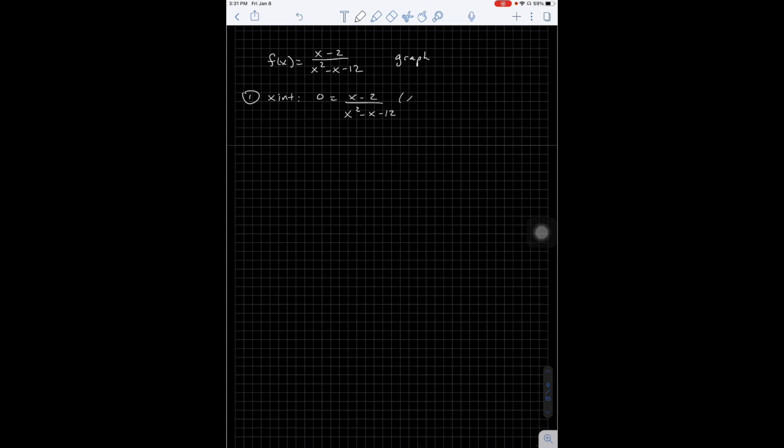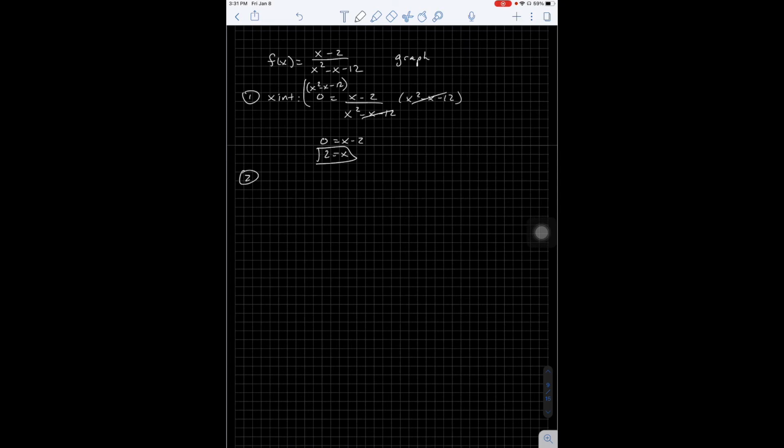Multiply through by the denominator. These cancel, and this is going to be 0. So x is going to be 2. That's going to be my x-intercept.